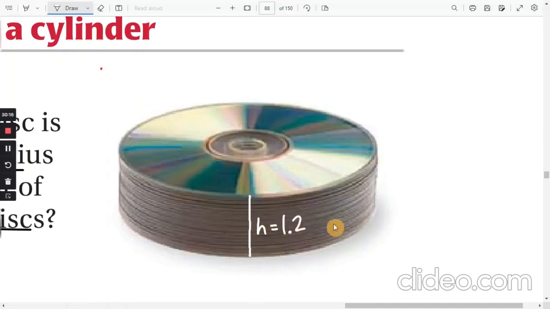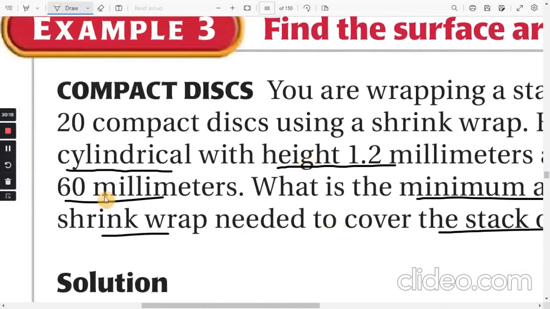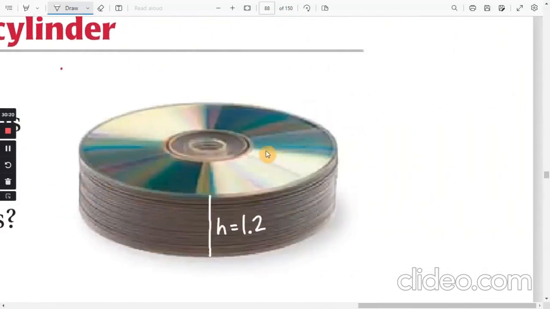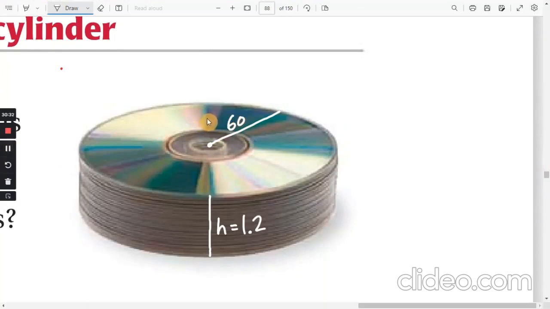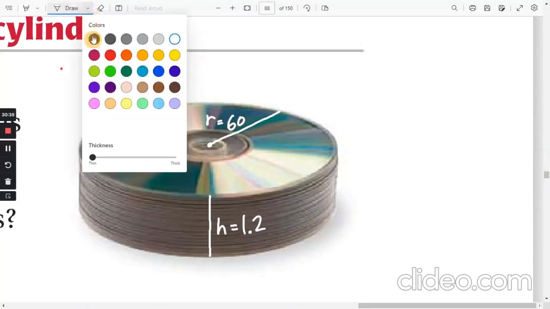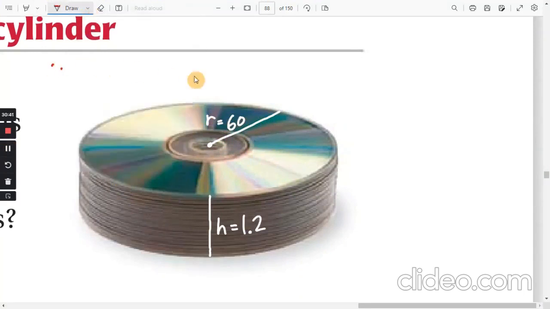Okay, and they said the radius is 60 millimeters. So if I were to draw in a radius right here from the center to the circle itself, the radius is 60. All right, that's millimeters. And we're trying to put a wrap on this. Okay, this is basically a cylinder.